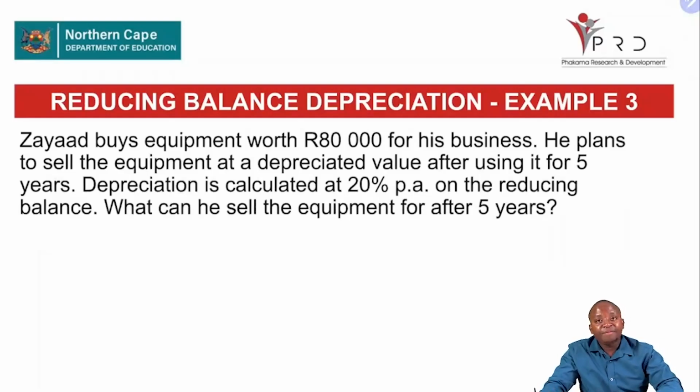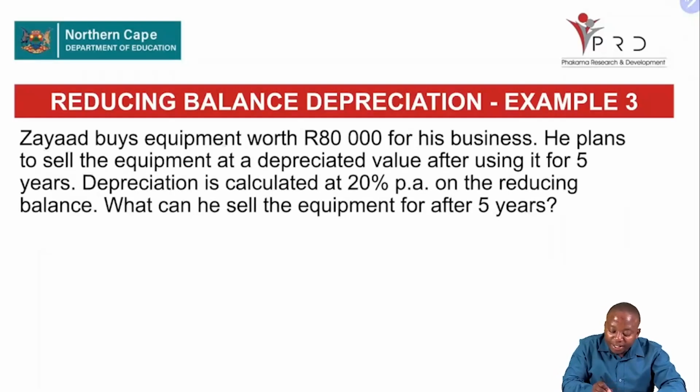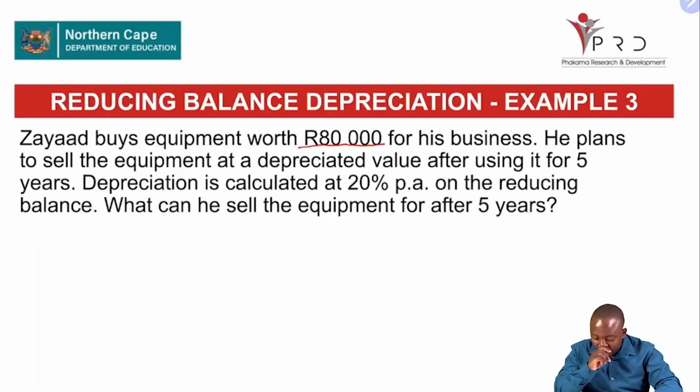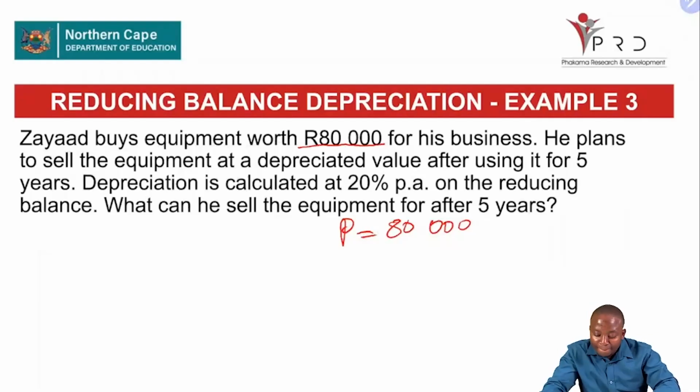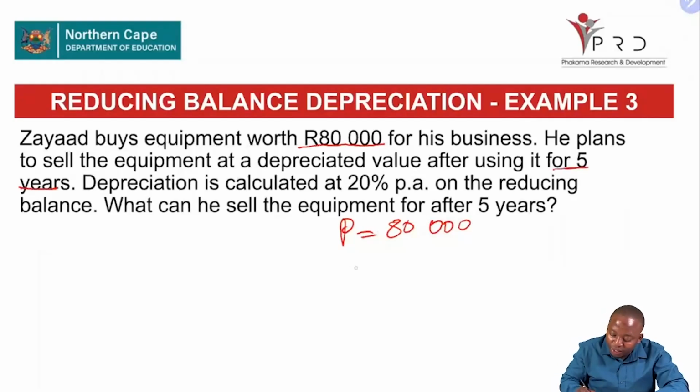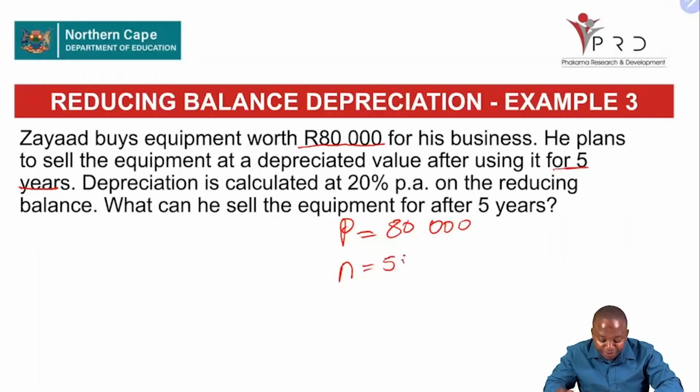Number 1, we always collect the data. Zayat buys equipment worth 80,000. So we are buying it now, in the present. So it is worth how much? 80,000. So the present value in this case is 80,000, as we are buying it in the present. He plans to sell the equipment at a depreciated value after using it for 5 years. So in that case, our n is equal to 5.